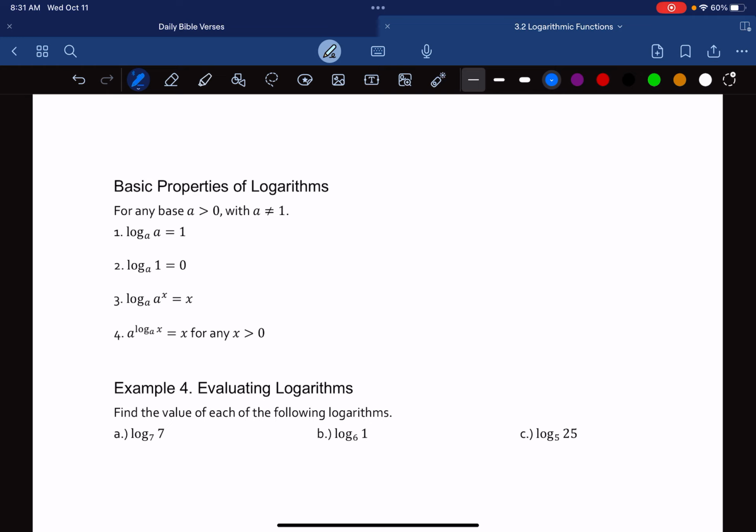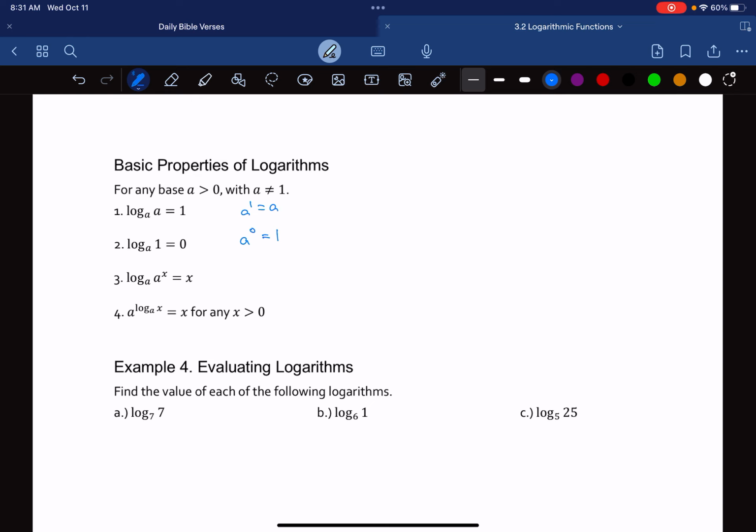Log base a of a equals 1. This is essentially telling us a to the 1 equals a. So if the base matches what you're taking the log of, it's going to be 1. Log base a of 1 is essentially telling us a to the 0 equals 1, is where that's coming from. And then log base a of a to the x equals x. And this is essentially saying a to the x equals a to the x. Okay, so if it has the same base, note from at least 1 and 3, same base.